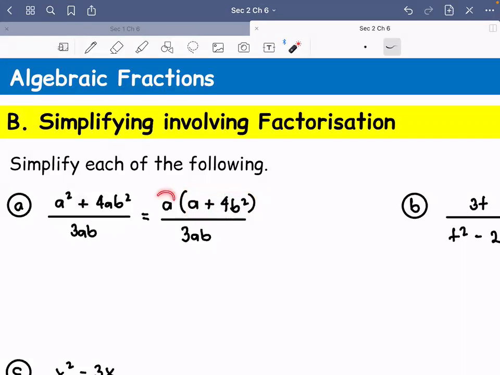So can we divide a and a? Yeah, so we can just cancel out a and a, right? Since they're equal to one another. So our final answer will be a plus 4b squared all over 3b.